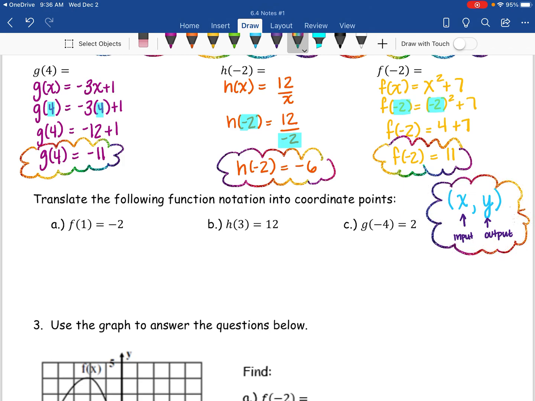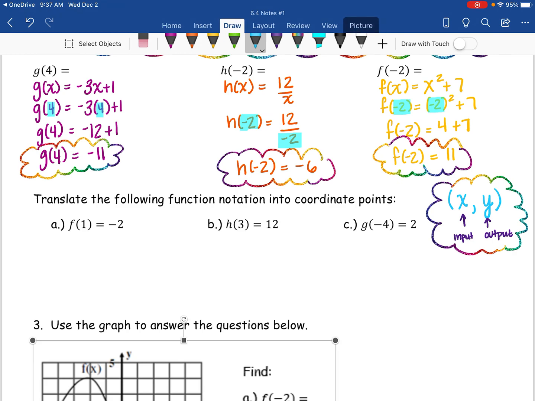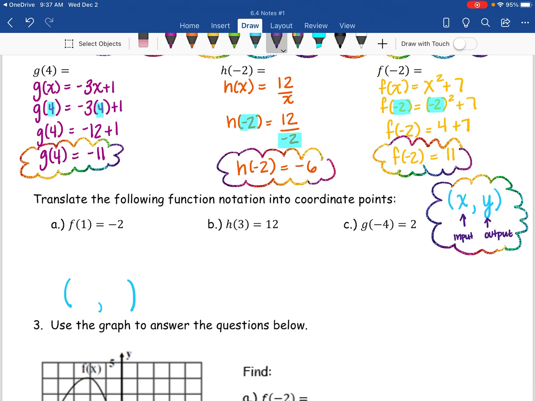You might notice that the questions in this section look very similar to the answers in the last section. So g of 4 equals -11 from right here. You're now shown f of 1 equals -2. So we're just taking this expression and writing it as an ordered pair. We want to write it as x comma y. So we need to be thinking which one is the input, which one is the output. And we can look back up at this example that we did above. g of 4 equals -11.